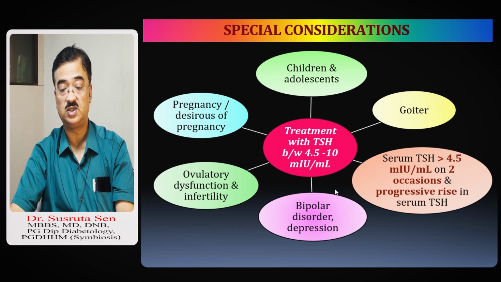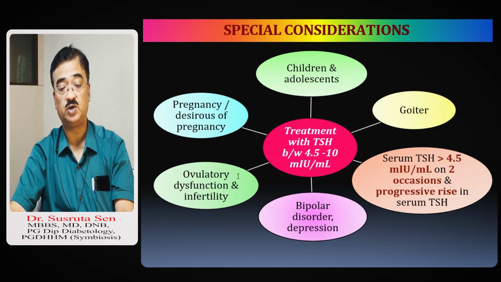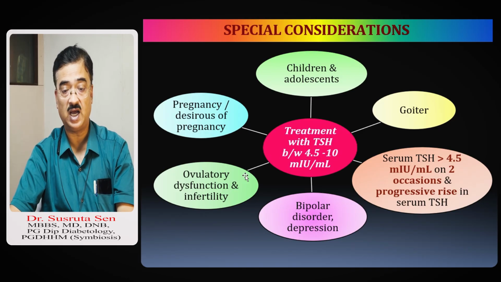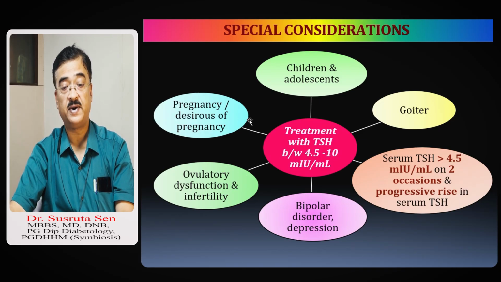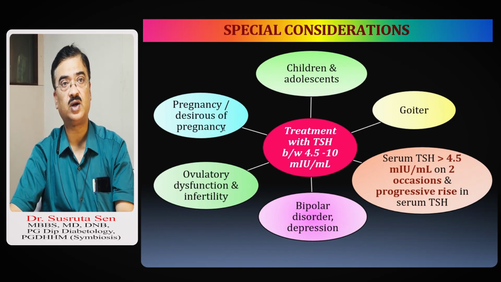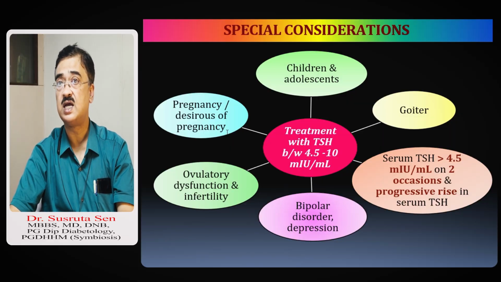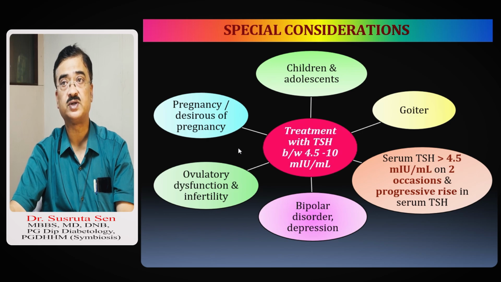Sometimes there is bipolar disorder or depression, ovulatory dysfunction and infertility. Sometimes hypothyroidism itself can be a contributor to infertility. So if you find a high TSH in those conditions, you should start treatment. Pregnancy or desire to become pregnant is very important, as neonatal development of brain and body organs is very much thyroid dependent. So you have to be very cautious if the patient is pregnant or even wants to be pregnant. You should be treating that patient.